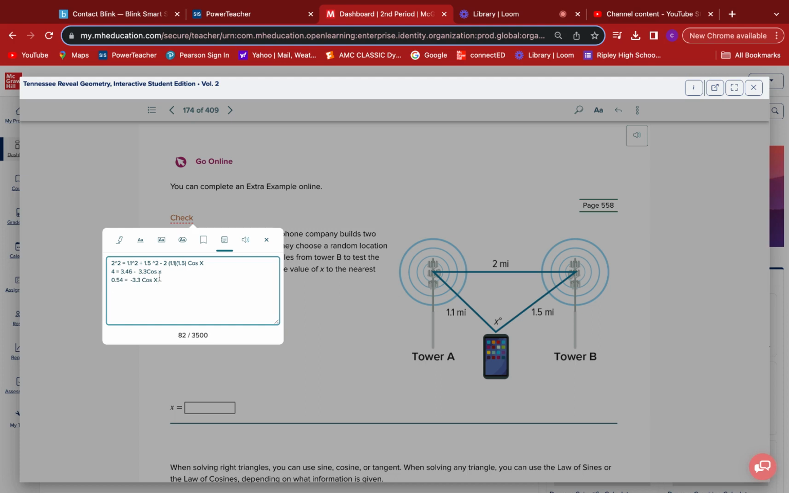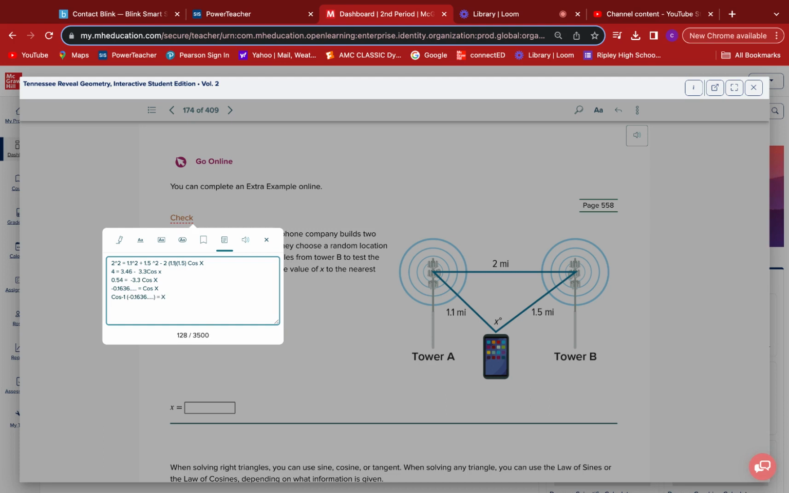The opposite of multiplying by negative 3.3 is to divide by negative 3.3. So take that 0.54, divide by negative 3.3, and we get this really ugly number, negative 0.1636, and so on, equals the cosine of x. Now, inverse. Because when you're looking for an angle, you have to do inverse. So we're going to do inverse cosine of that really ugly number, negative 0.1636. This is going to equal your x.